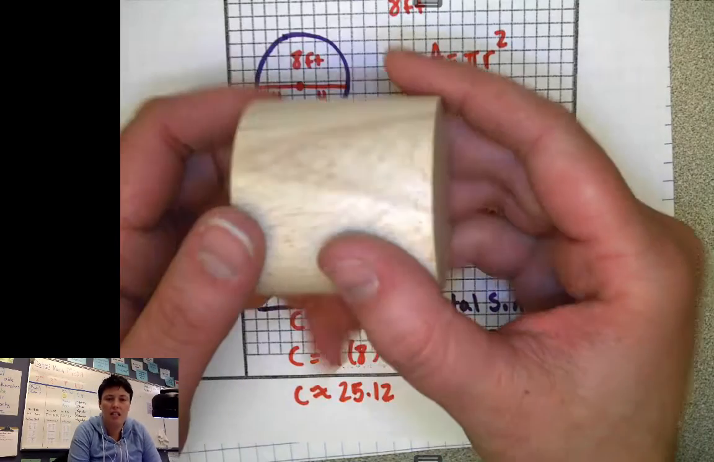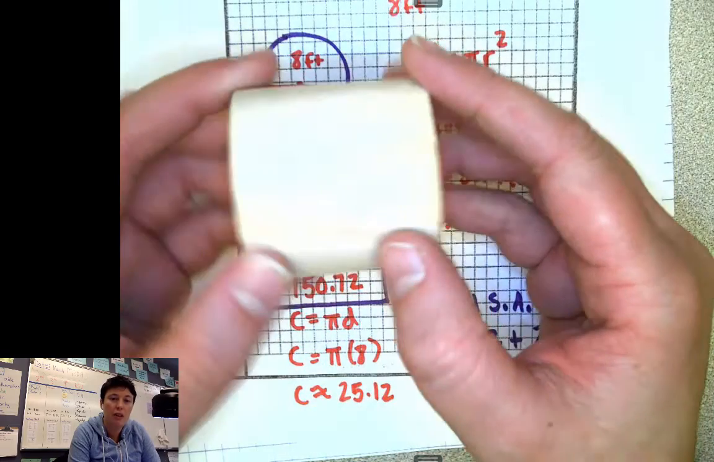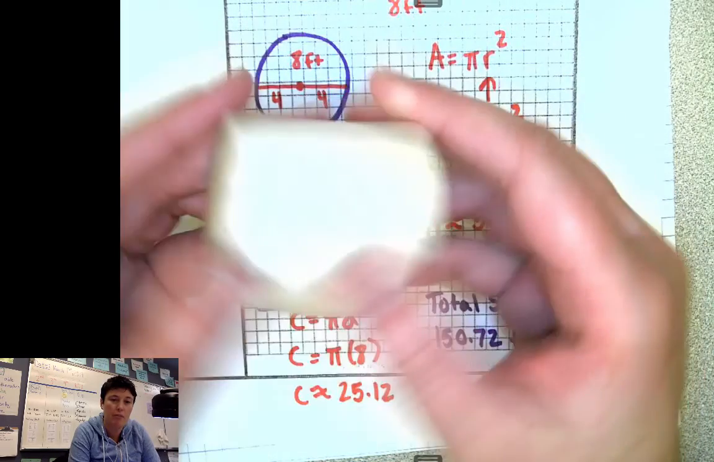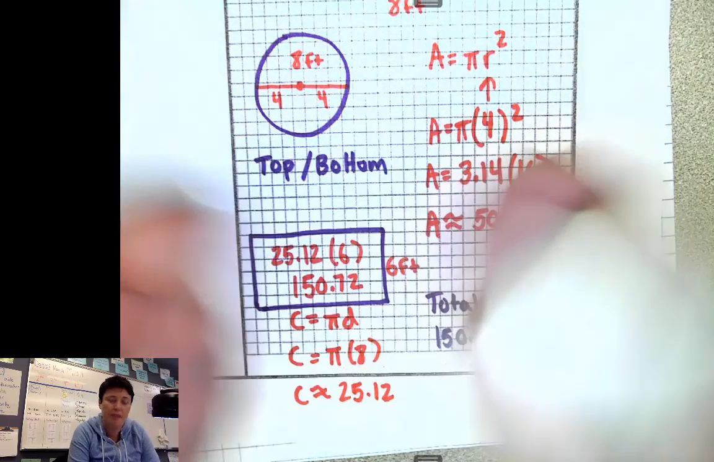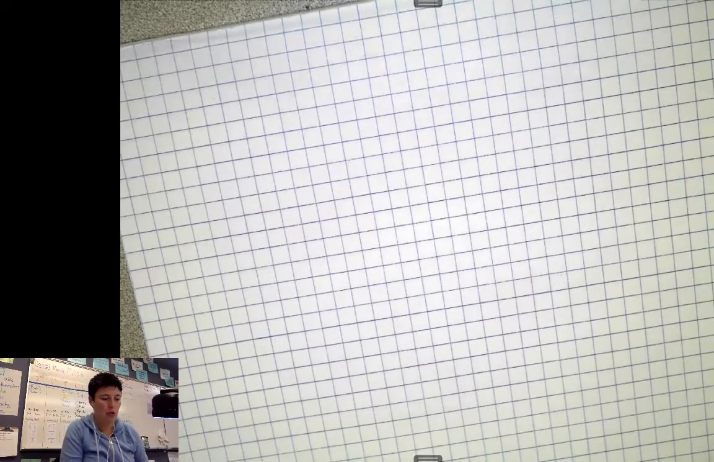Meaning if I could take this cylinder and draw little tiny squares on it, there are 251 squares that would paint this object on the outside. That's basically what surface area is. All right, so let's try another one. Let's do another example. We'll call this example 2.